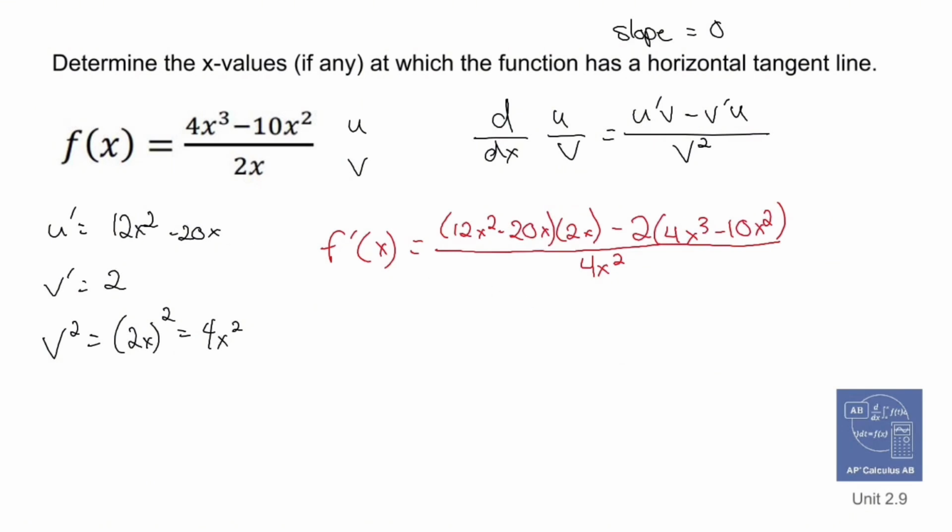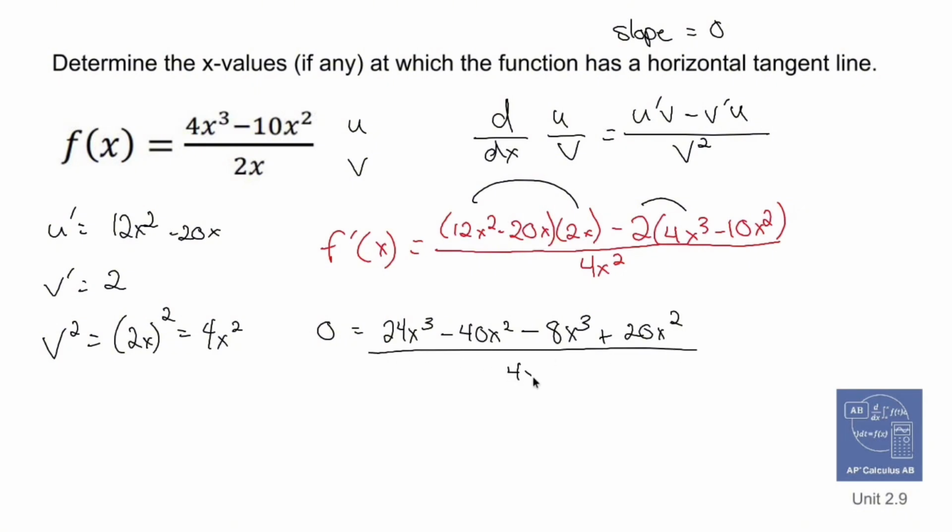Okay, so let's set this equal to 0, because that's the next step. Let's distribute that. You become 24x to the third minus 40x squared. Let's distribute negative 2, minus 8x cubed plus, that was a close one, plus 20x squared all over 4x squared. Now, whenever you have 0 equals blah, blah, blah over stuff, that bottom stuff doesn't matter. Get rid of it, because you would just multiply both sides by 4x squared and then it's gone.